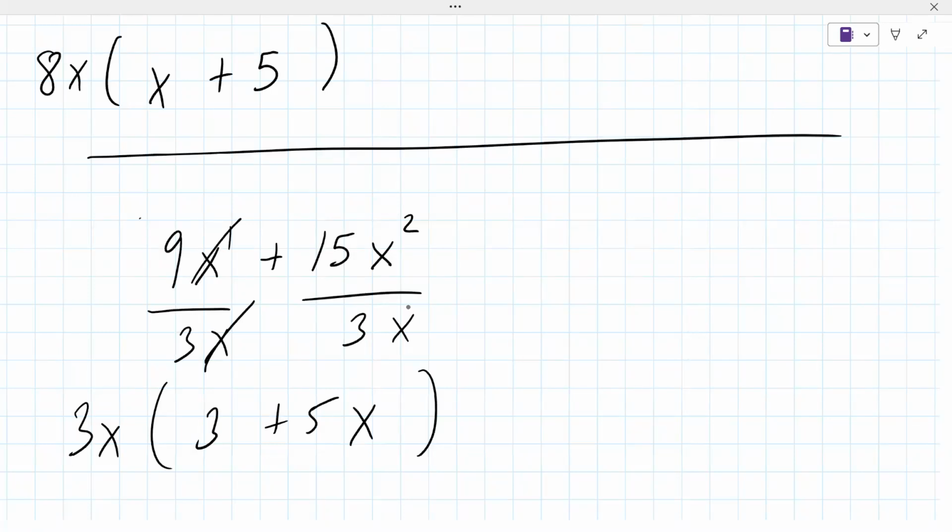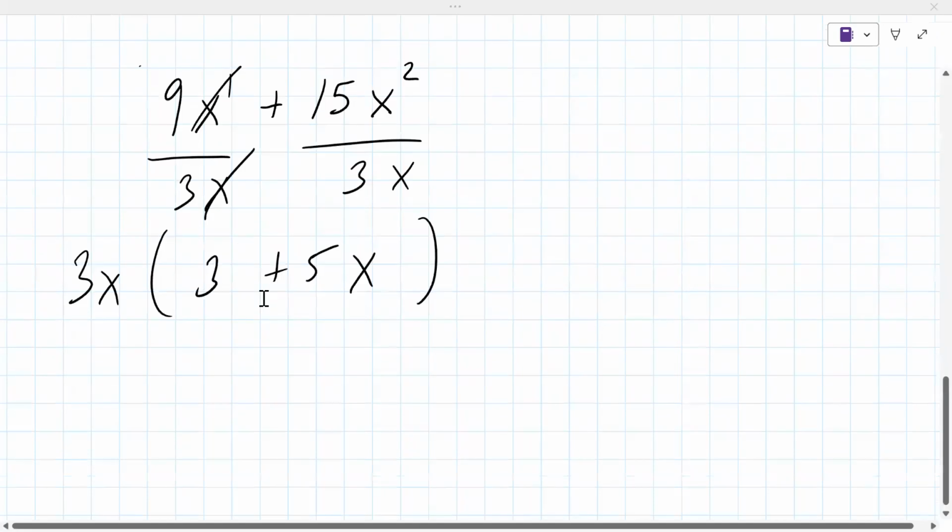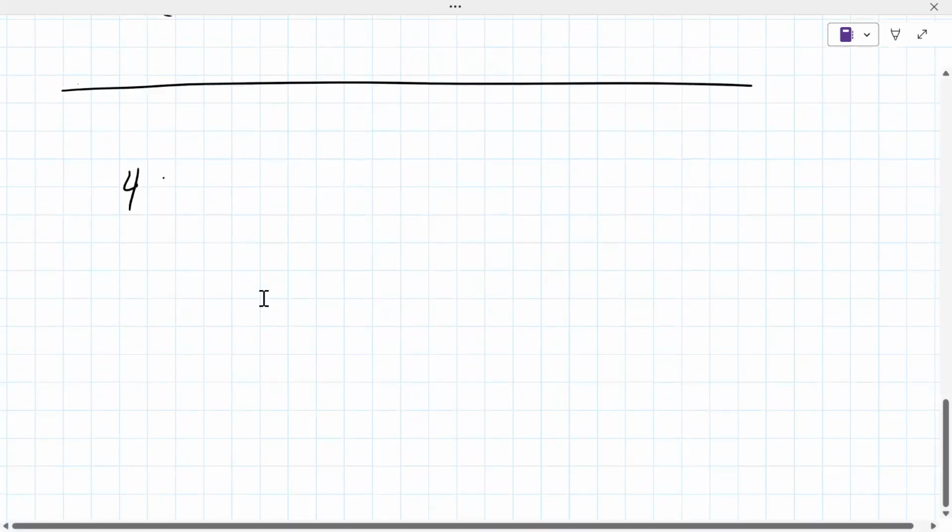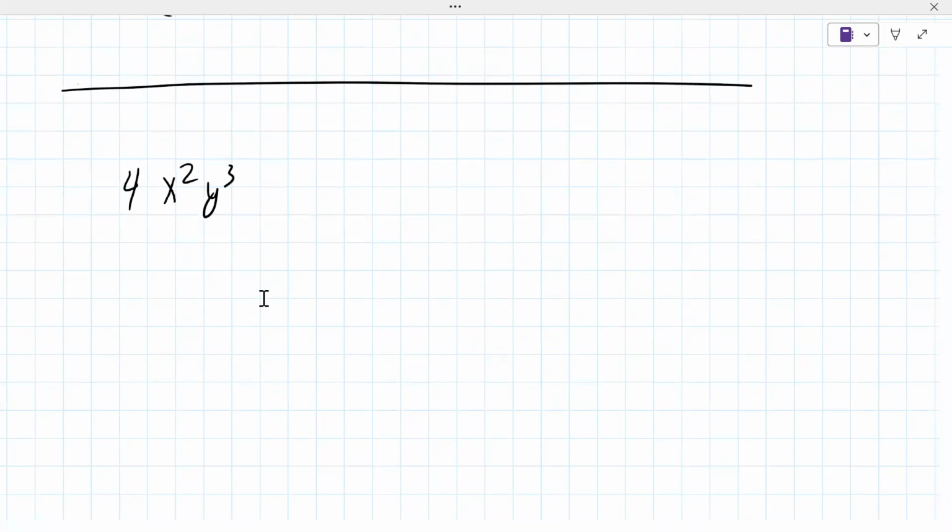Okay. You have to always tell me, hey, I want another one like that, or no, I think I got it. I think I got it. Okay. So let's do a couple more like number 2. Number 2 is the more difficult. So let's say it's 4x squared y cubed plus 6x squared y squared.